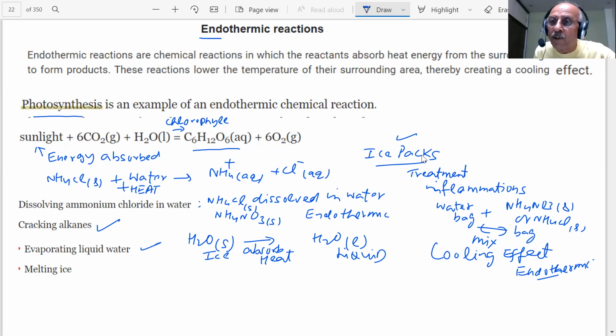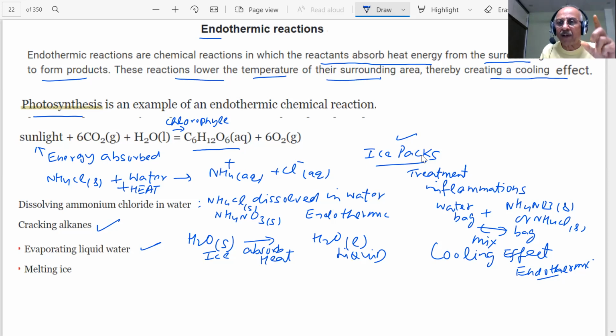This is an endothermic process, student. Boiling of egg is endothermic. When you cook your food in the kitchen, that is endothermic, because it absorbs heat energy, and chemical change takes place in the food, student. Therefore we can say that endothermic reactions are chemical reactions in which reactants absorb heat energy from the surroundings to form the products. These reactions lower the temperature of their surrounding, thereby creating a cooling effect.